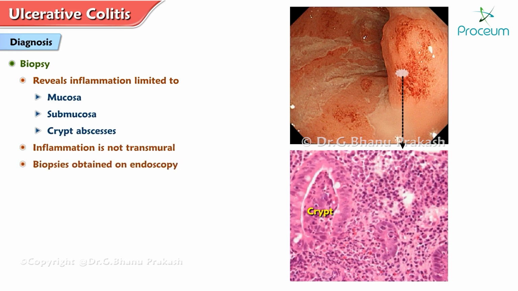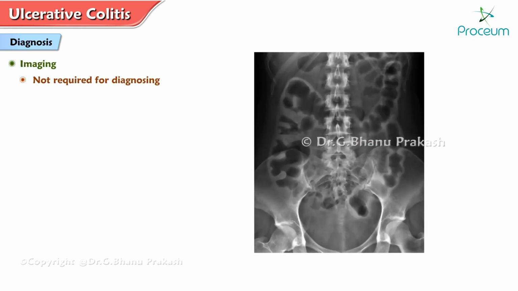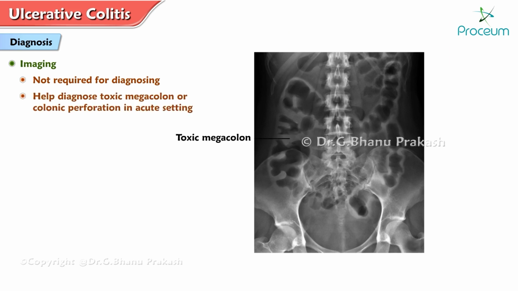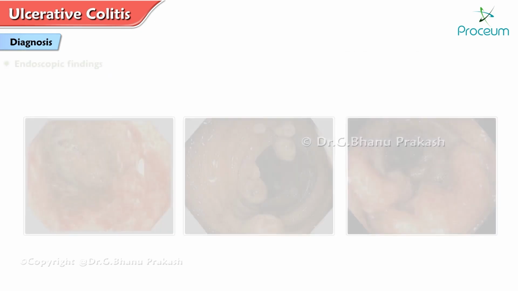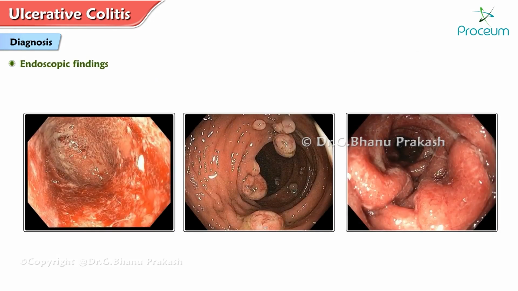Biopsies of the colon obtained on endoscopy are necessary to establish the chronicity of inflammation and to exclude other causes of colitis. Imaging is typically not required for diagnosing ulcerative colitis, but plain upright X-rays can help diagnose toxic megacolon or colonic perforation in the acute setting. Endoscopic findings in patients with ulcerative colitis are nonspecific.